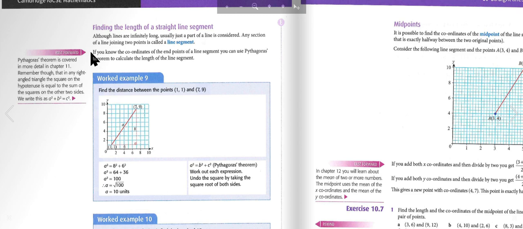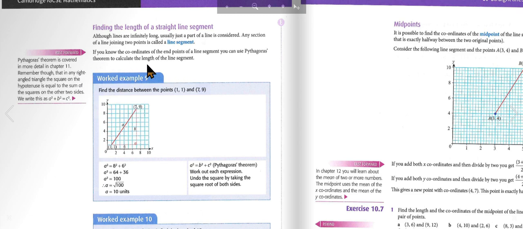Although lines are infinitely long, usually just a part of a line is considered. Any section of a line joining 2 points is called a line segment. If you know the coordinates of the endpoints of a line segment, you can use Pythagoras' theorem to calculate the length of the line segment.